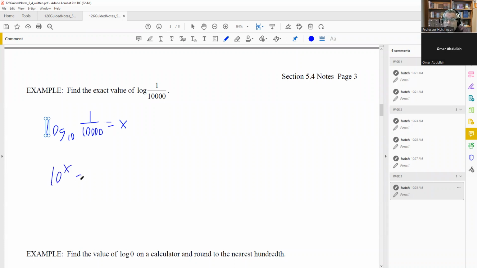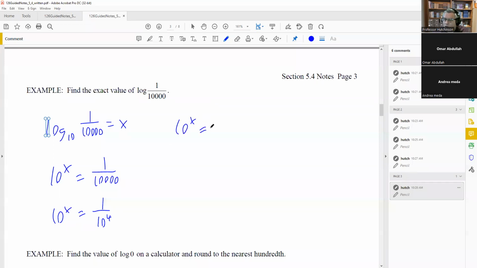So I have 10 to the x is going to equal 1 over 10,000. We want to try and get these both to be the same base. So what we can do here is change the 10,000. That's the same thing as 10 to the 4th power. It's a 1 with 4 zeros afterwards, so 10 to the 4th. And then we can change that now to 10 to the x is equal to 10 to the negative 4. So now we have both the bases the same. We're going to set the exponents equal, and so we get x is equal to negative 4. Okay, and that would be the exact value. The same thing if you were to put this in your calculator, 1 over 10,000, hit the log button, you should get also negative 4. So 2 different ways we can do that.